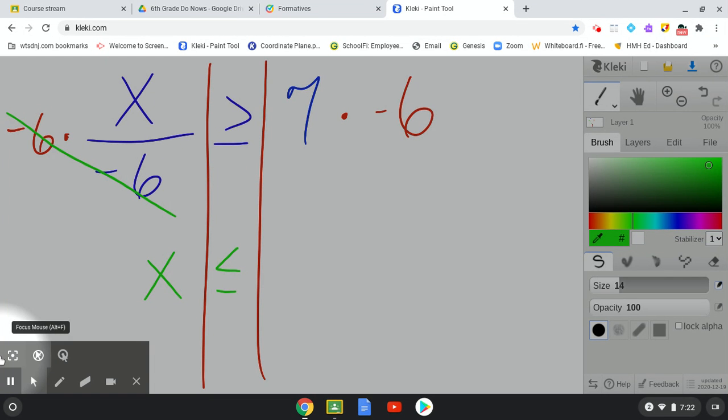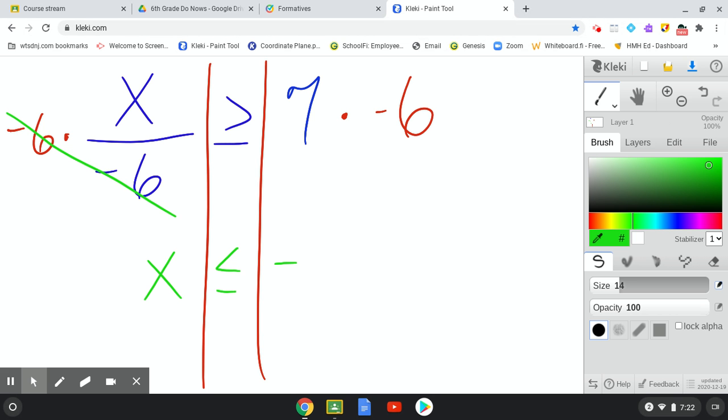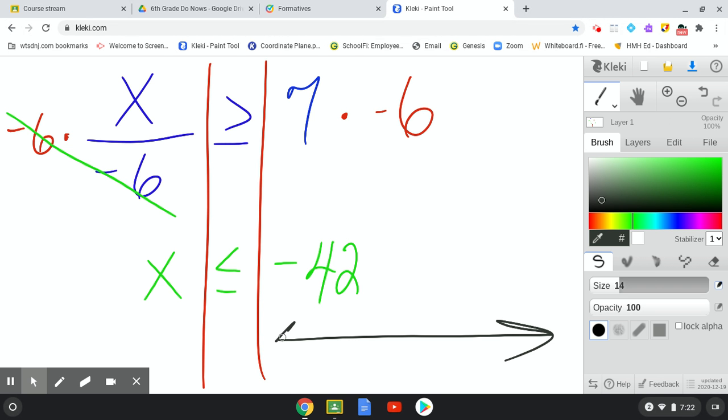So now figure out your sign first. A positive times a negative is a negative. 7 times 6 is 42. All right, now I would graph the way I would typically graph. Step 1, look to see that my variable is on the left, which it is. Step 2, look to see whether it's going to be an open or closed circle.